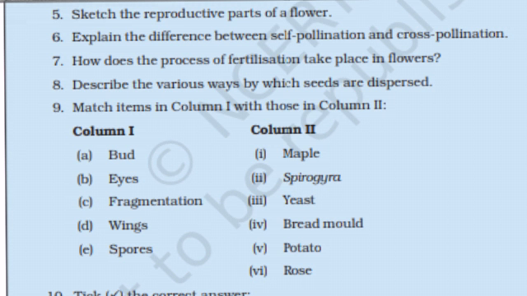Now comes number 8. Describe the various ways by which seeds are dispersed. So the answer: dispersal of seeds takes place by various means, such as wind, water, insects, animals and birds. The seeds dispersed by wind are light and small in size, so that they may be carried by wind easily. The water-dispersed seeds are generally floating in nature. Spiny seeds with hooks are generally carried on animals' bodies.